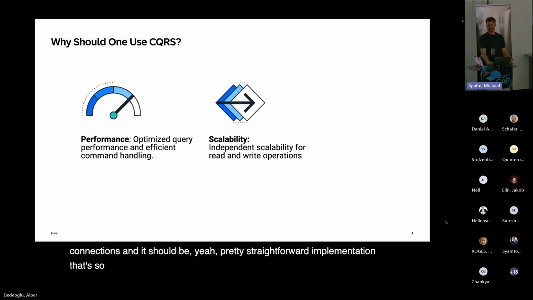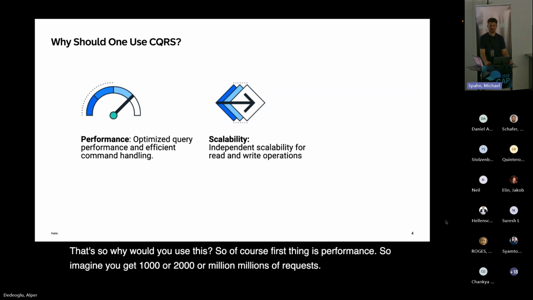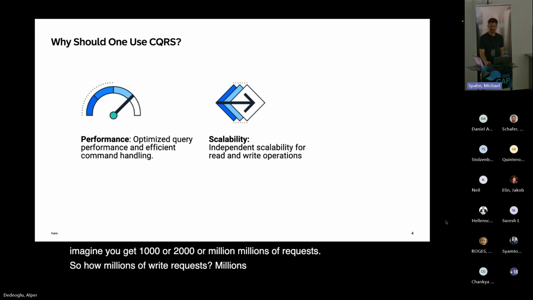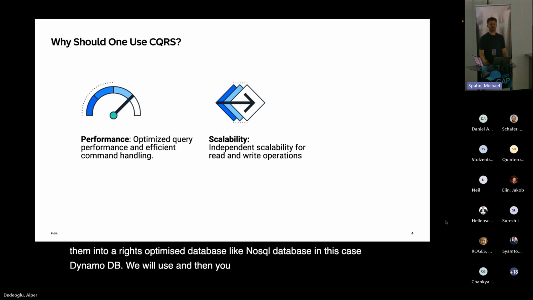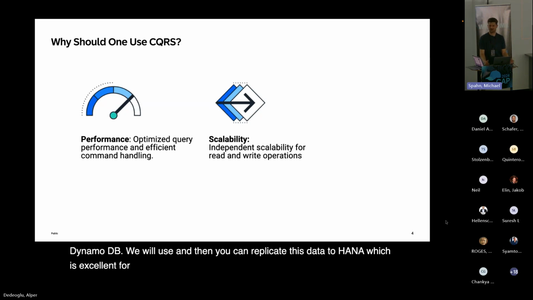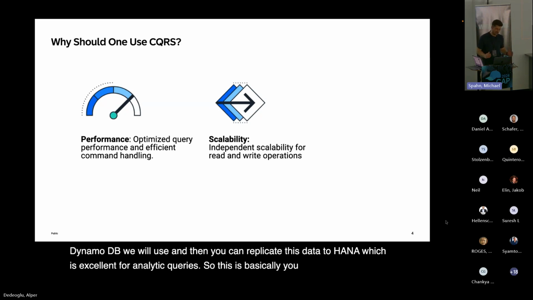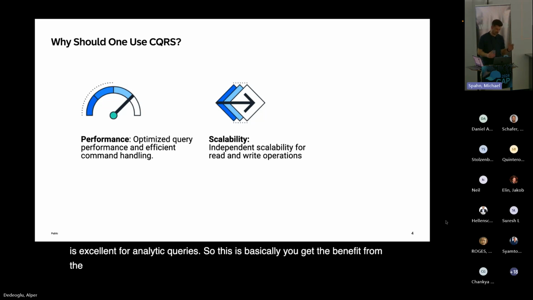So why would you use this? Of course, the first thing is performance. Imagine you get 1,000 or 2,000 or millions of requests. With millions of write requests, millions of create requests, you can handle them in a write-optimized database, like a NoSQL database, in this case DynamoDB, which we will use. And then you can replicate this data to HANA, which is excellent for analytic queries. So this is basically you get the benefit from the write-intensive DynamoDB, and also you can use the SAP HANA Cloud for powerful analytic queries.